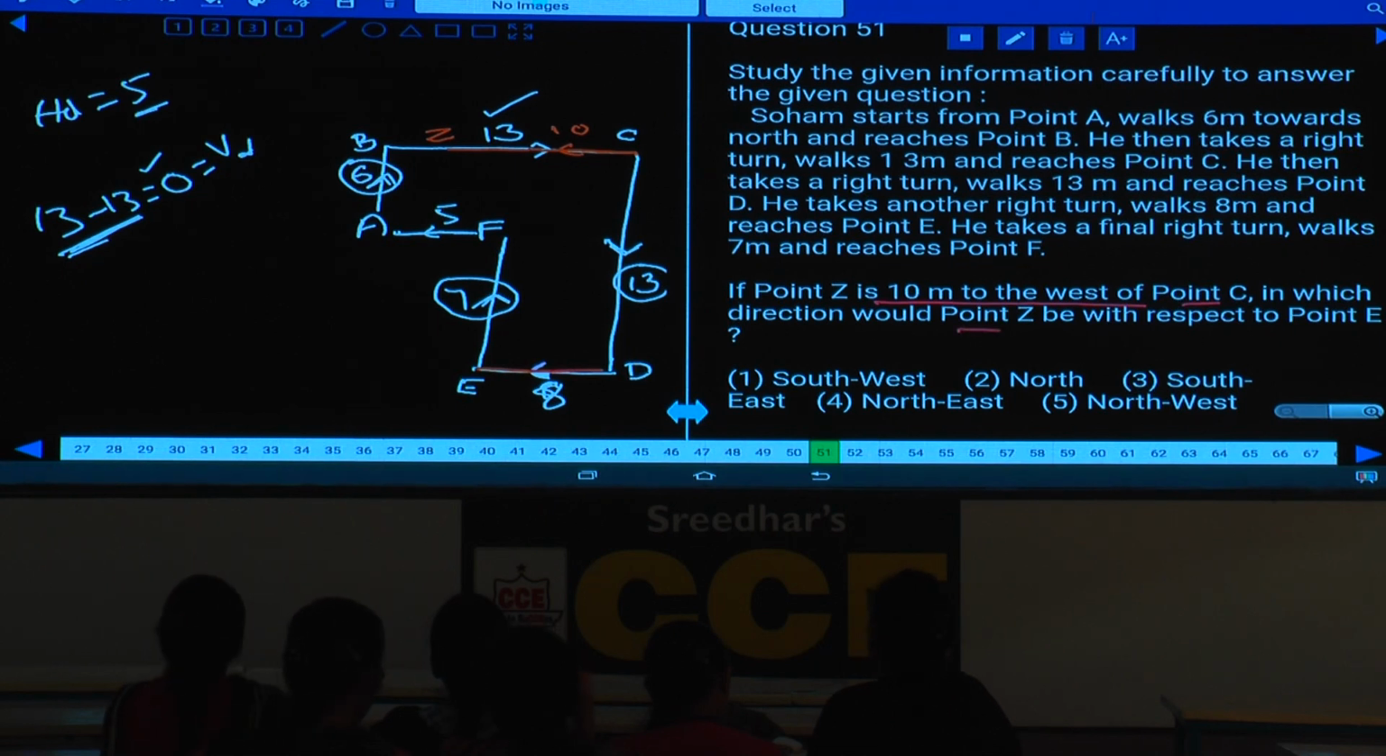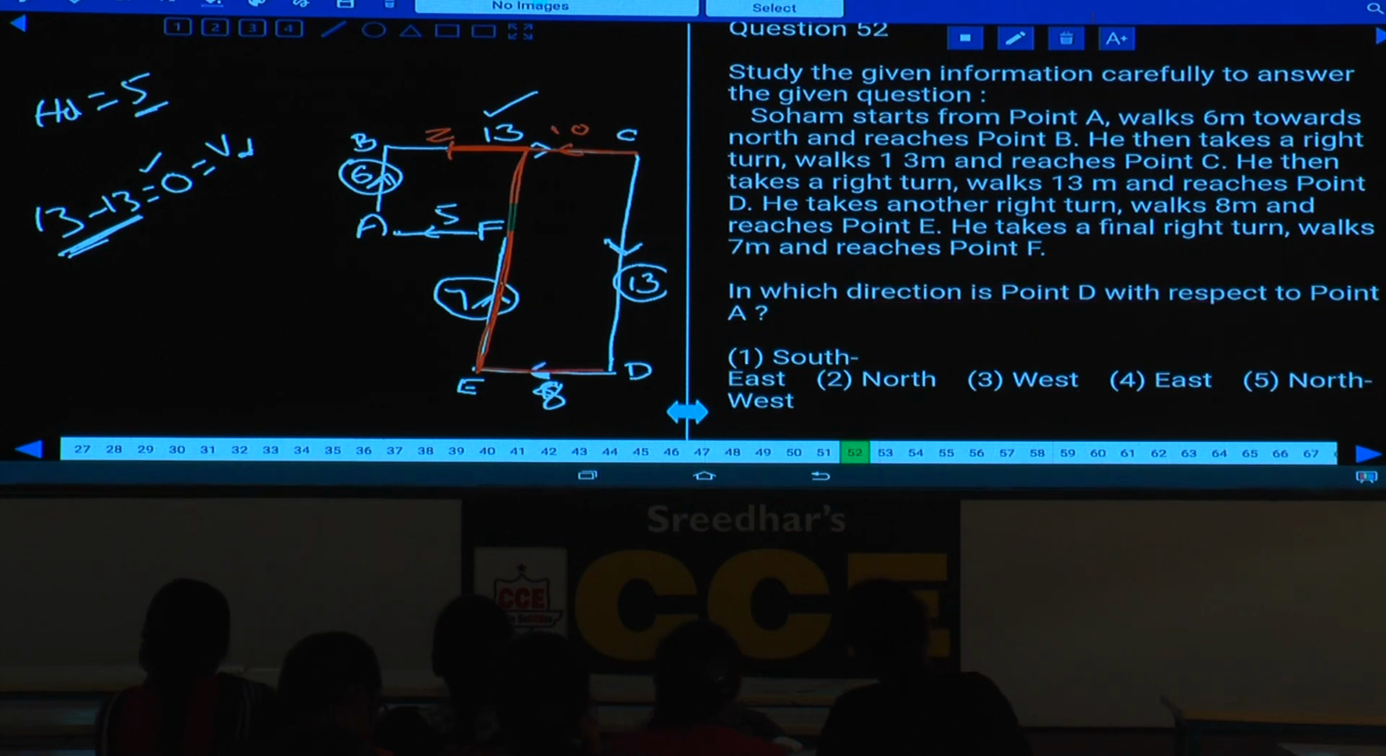In which direction is point Z with respect to point E? Now Z is at this place, E is here. Tell me, Z is in which direction with respect to E. In order to reach Z from E, first we should move towards north, then towards west. So what is your answer here? North and west, northwest. Northwest, that is given in choice 5. Question number 51, choice 5.